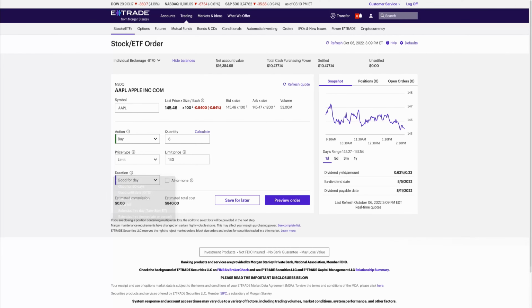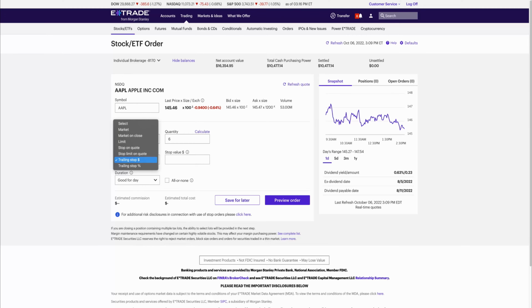The other options are stop on quote. Select stop on quote, which means that you can buy or sell a stock when its market price reaches a specific stop price. When the stock's market price reaches the stop price, the order is triggered and turns into a market order. The select stop limit is a similar option that allows you to buy or sell a security when its market price reaches a specified stop price. The select trailing stop allows you to buy or sell a security when its market price reaches a trailing stop price. And last, the select trailing stop percentage allows you to buy or sell a security when its market price reaches a trailing stop price. Definitely a lot of options to choose from.